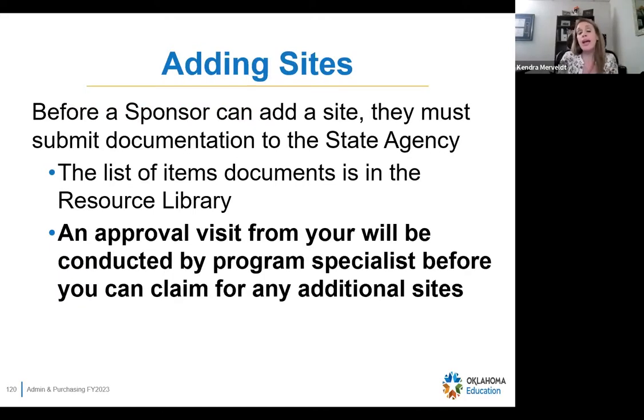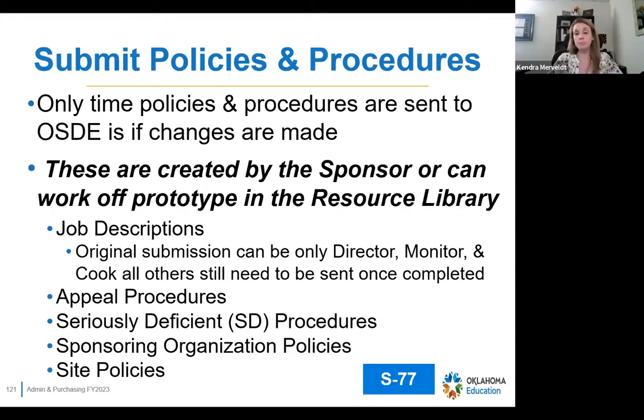Now, maybe you want to add some new sites. If you do want to add a site, you do have to fill out the adding site form and send in all the required documentation for whatever program you're on. You cannot start claiming on that site until your program specialist comes out first to do an approval visit. It's a much smaller approval visit. They just have to make sure the site exists and look at the site. So if you add a site, your program specialist has to approve it first before you can start claiming.